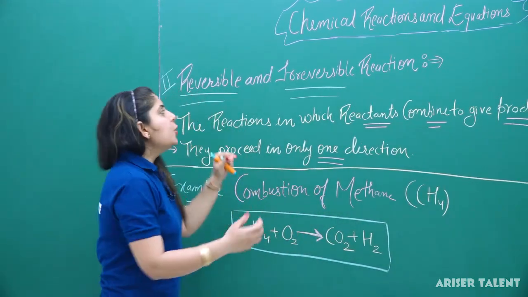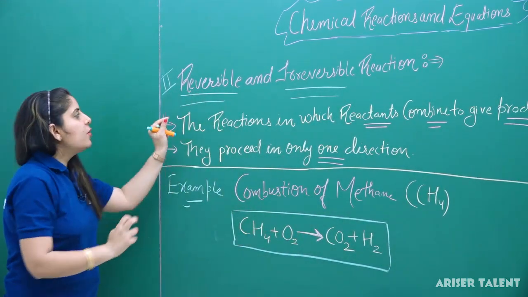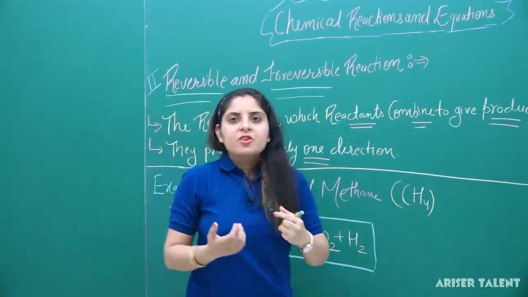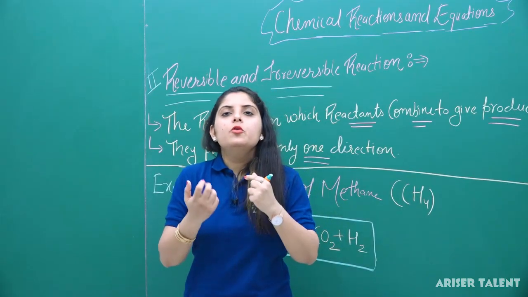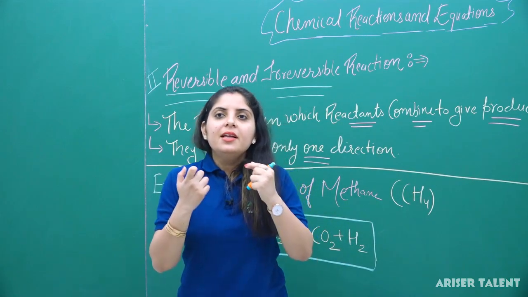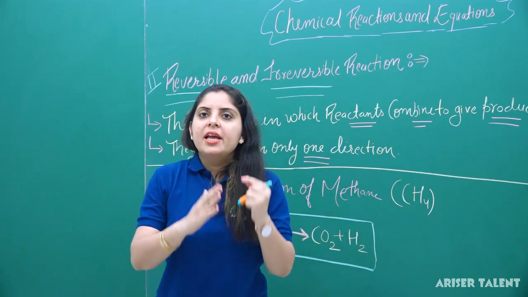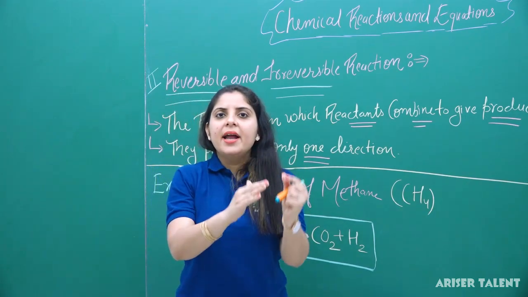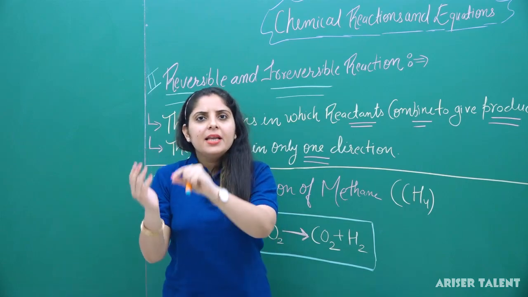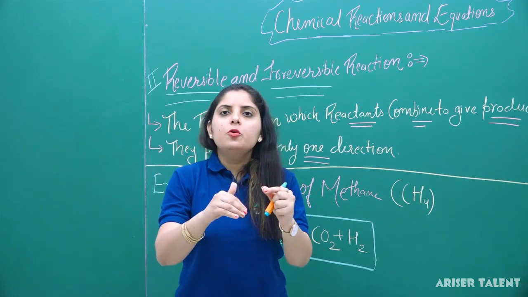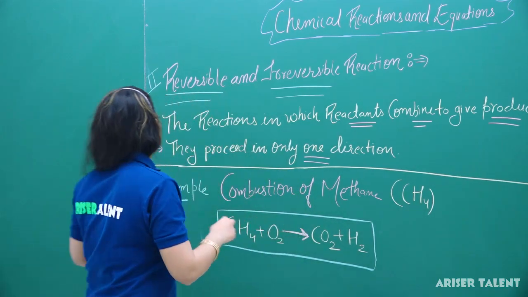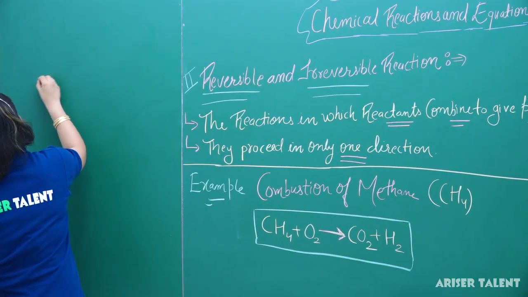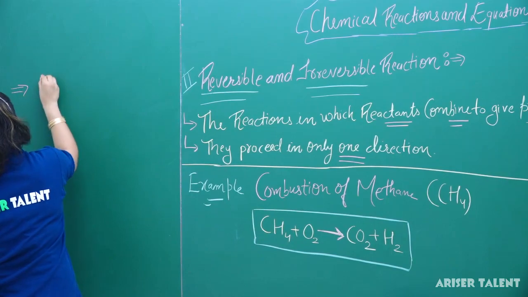Now we are proceeding to our second set of reactions, that is reversible reactions. Reversible reactions are just the opposite of irreversible ones. In a reversible reaction, the reaction proceeds in both directions. It means reactants react to give products, and at the same time products again react to give reactants. So we have our second category, reversible reactions.